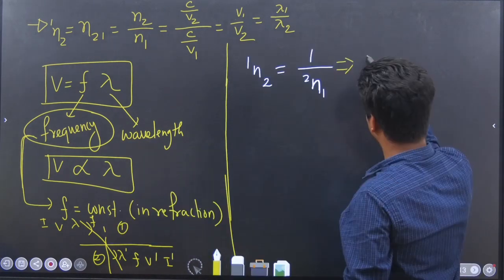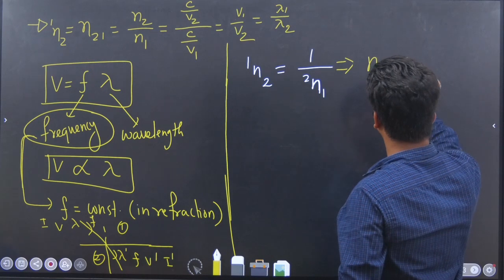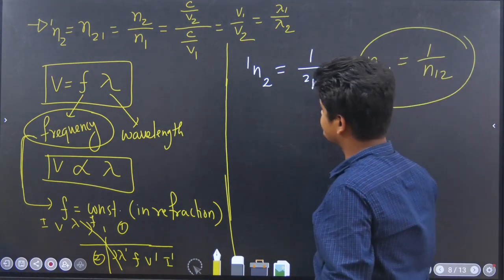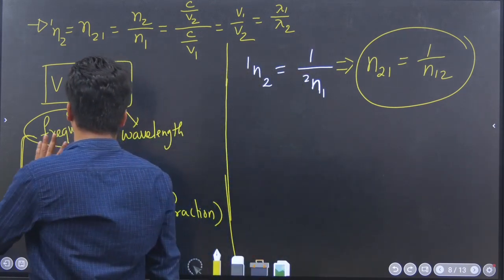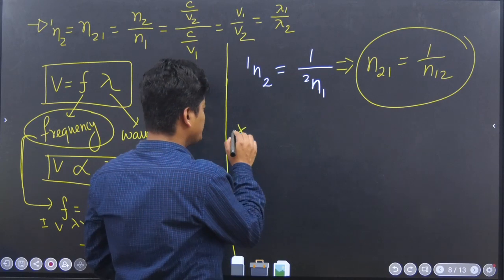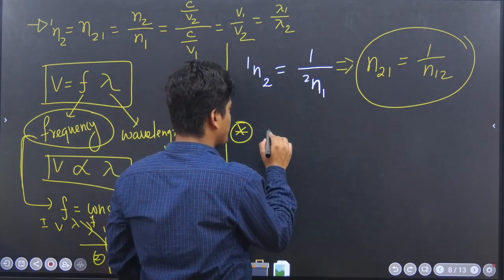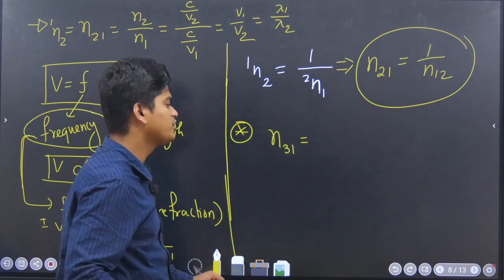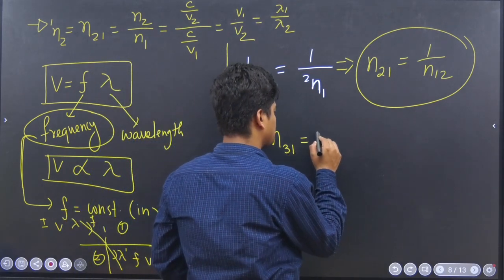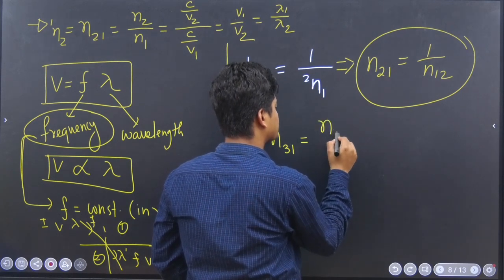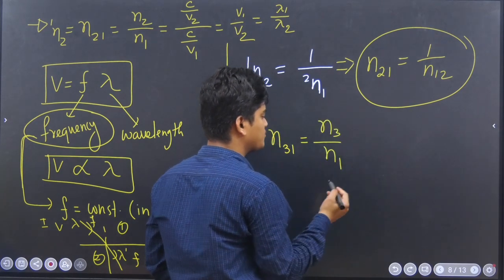Another thing to understand, N21 is equal to 1 by N12. This one also you can understand. Okay, so this is the thing that is coming. And another relation, remember what relation I am telling. Now suppose you want to write the refractive index of 3 1, medium 3 with respect to medium 1, then you can write refractive index of 3 by refractive index of 1.